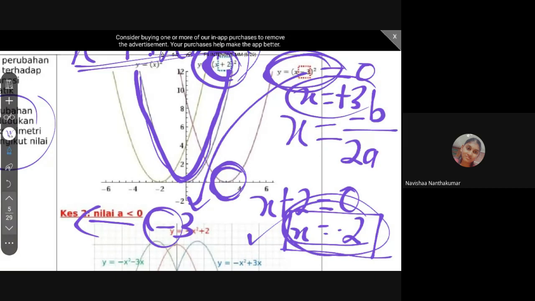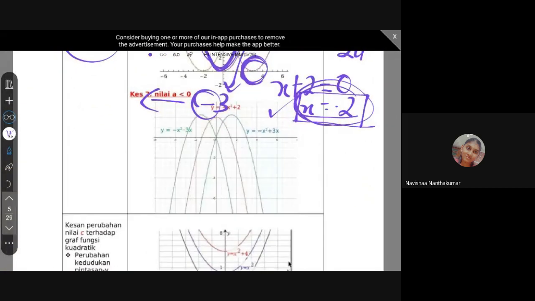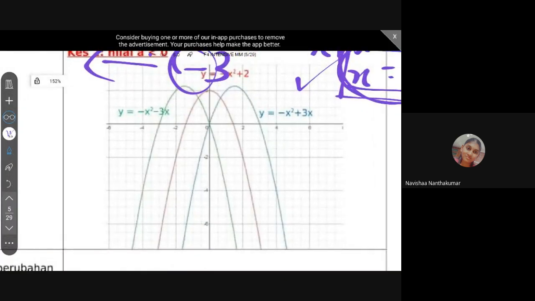Okay, guys, so I hope you understand this part. So until here, all okay? Can you comment if you understand? Okay, good. So next.